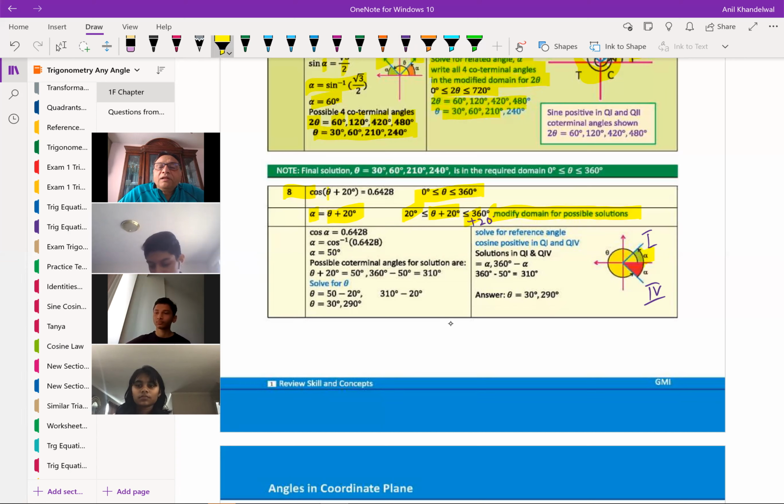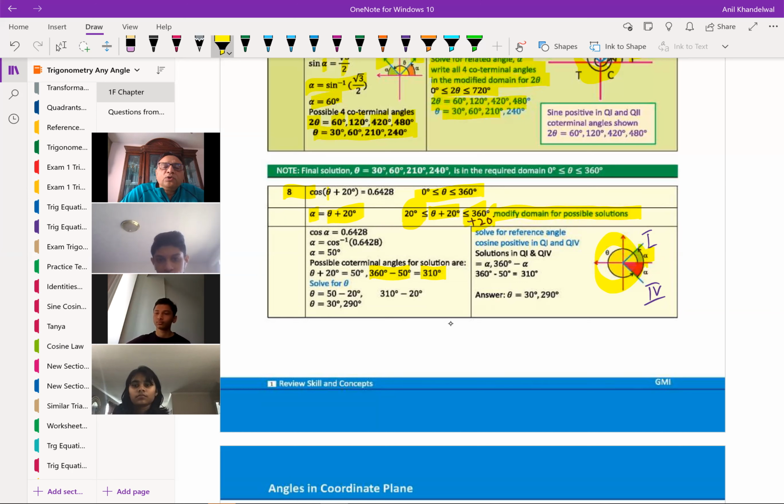So since we have this circle, we know 50 degrees, and we know the angle should be greater than 20. Since 50 is greater than 20, it is in our domain. Do you get the idea, right? The other value will be 360 minus 50, correct? So the other value is 360 minus 50, which is 310 degrees. And 310 degrees is also within our domain. It is less than 380 degrees.